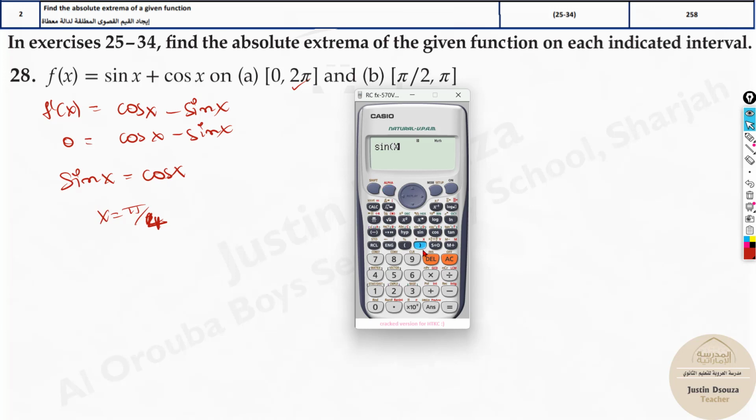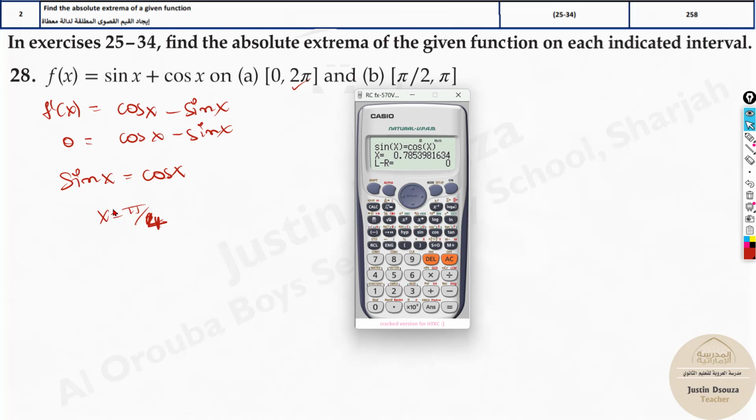Now I should get the correct answer. See, sine x equals cos x. But first I will change this to radian mode, shift mode 4. Now I'll press shift and solve and equal to. The answer is 0.785. You might be wondering what is this?